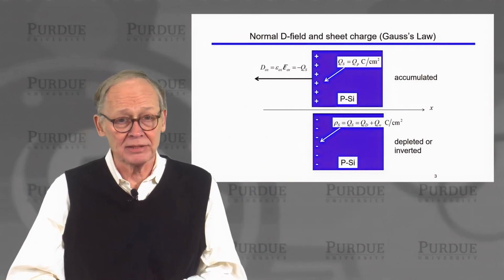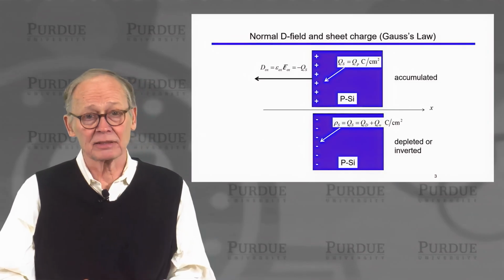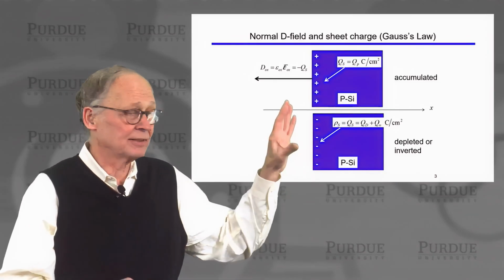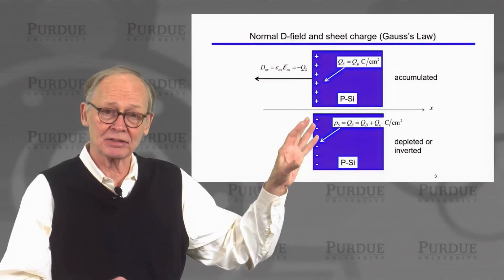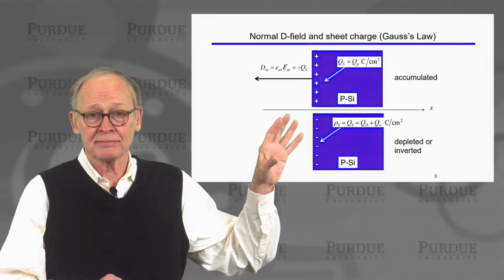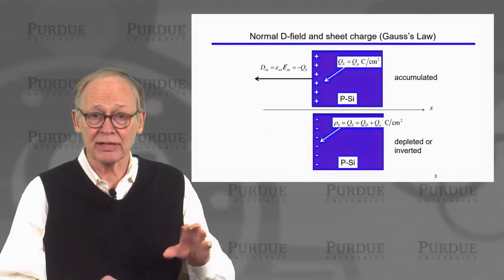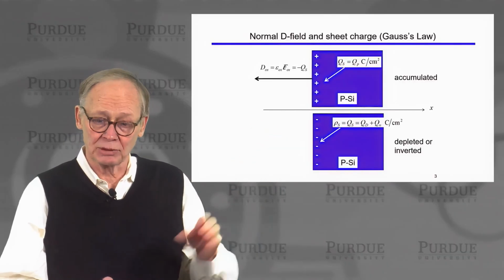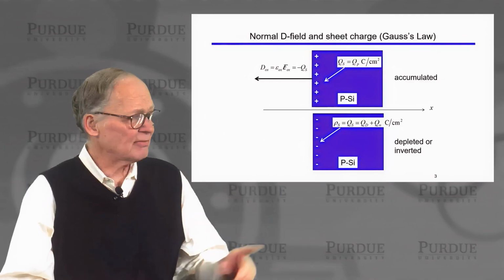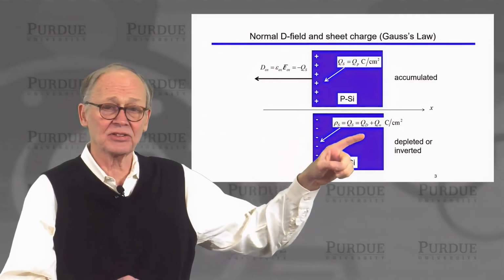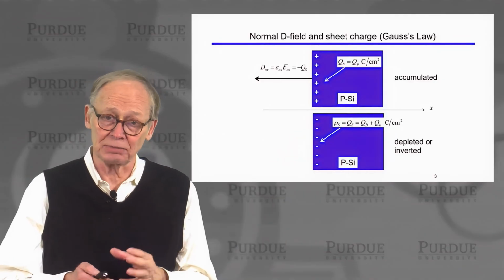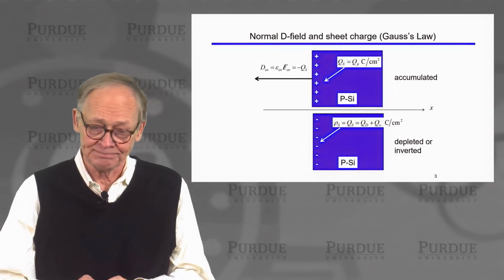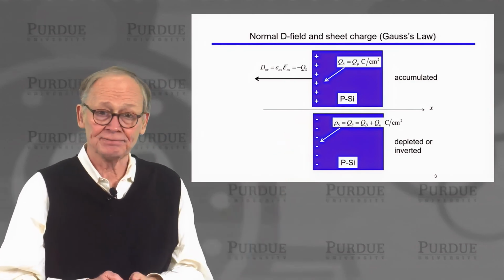Now, when we deplete or invert the semiconductor, we have a positive surface potential. We have negative charges in the semiconductor due to the ionized acceptors in the depletion layer, and also due to the mobile electrons, the inversion layer, if we're above threshold. So the charge in the semiconductor is the sum of those two charges, Q sub d, the depletion charge, and Q sub n, the mobile electron charge. So that charge is negative.